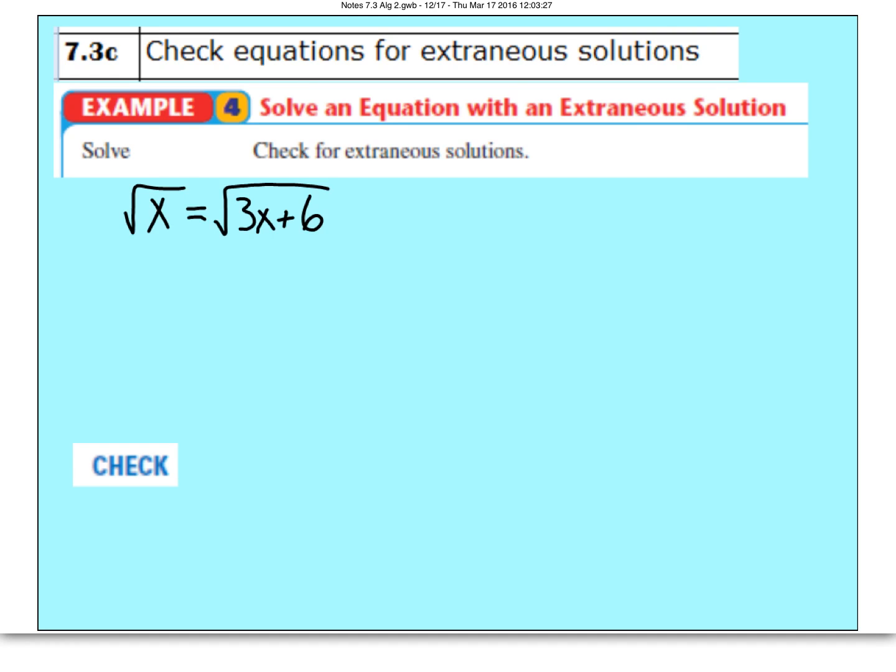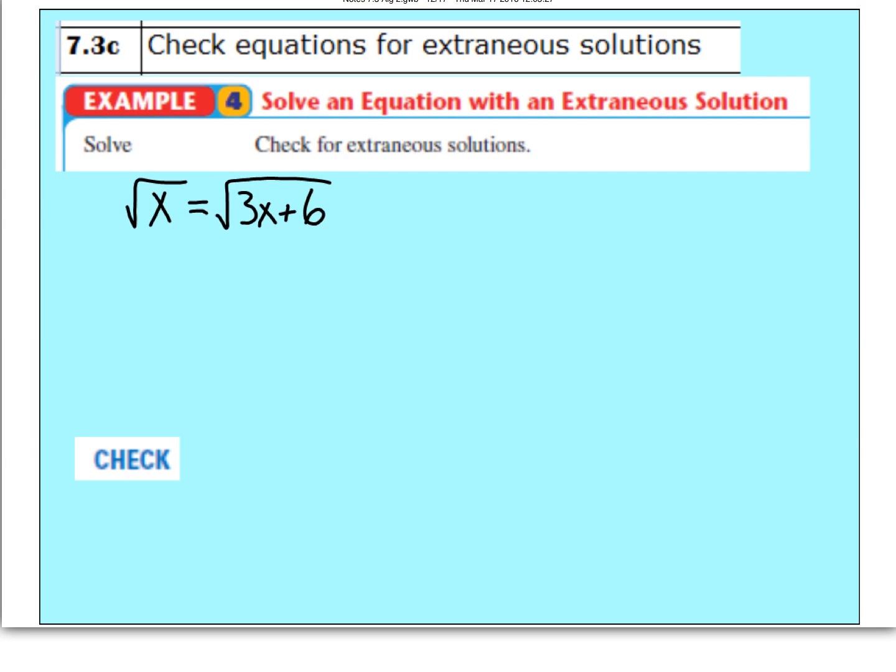Learning Objective C wants us to check equations for extraneous solutions. An extraneous solution is when you get a numerical answer, but it's false. It actually doesn't work when you go back and check it. In these higher level equations, that actually can happen. So let's see what happens here.